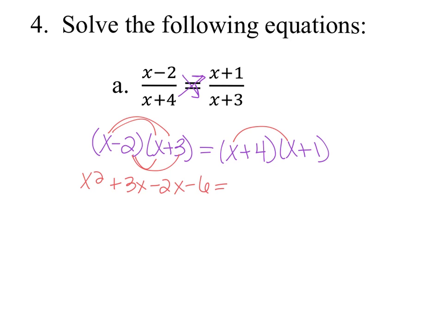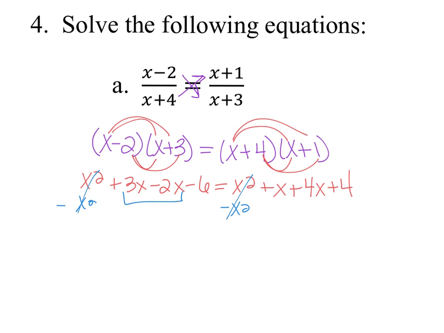Then do it again. x times x is x squared, x times 1 is x, x times 4 is 4x, and then lastly 4 times 1, which is 4. Alright, so now what if I subtract x squared from each side? They cancel out, and let's combine some terms. So I'm looking at the x's, which I can combine. I'm going to get just a positive x over here, and a 5x on this side. So I end up with x minus 6 equals 5x plus 4.